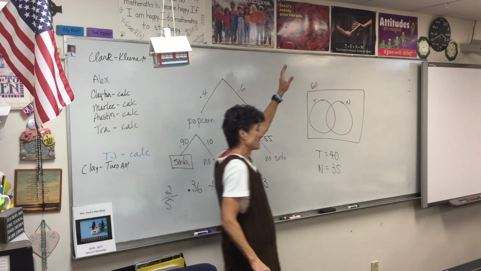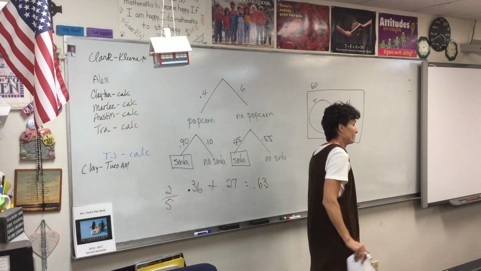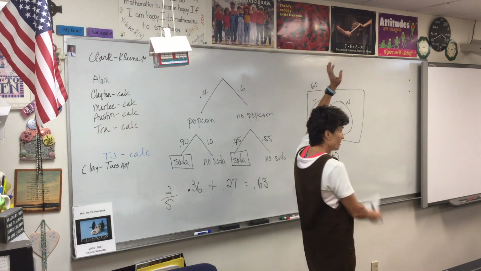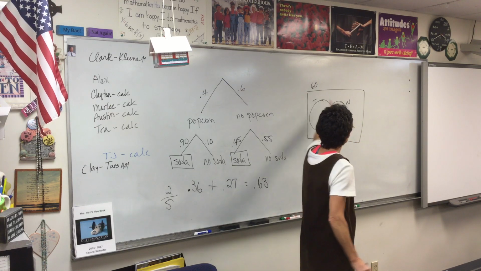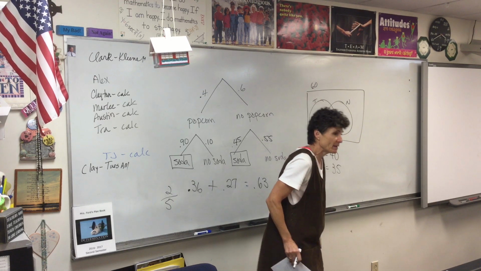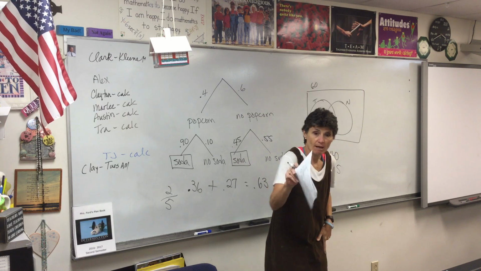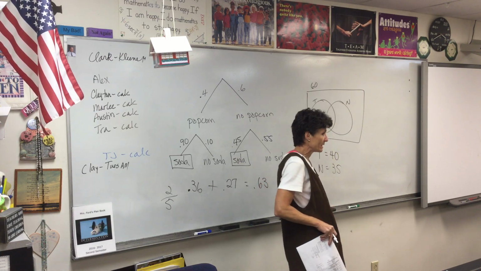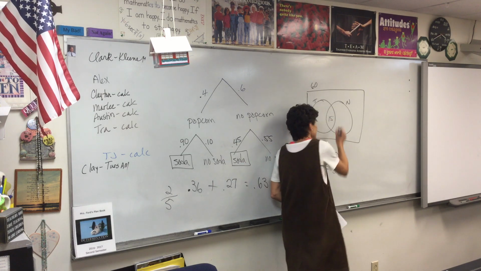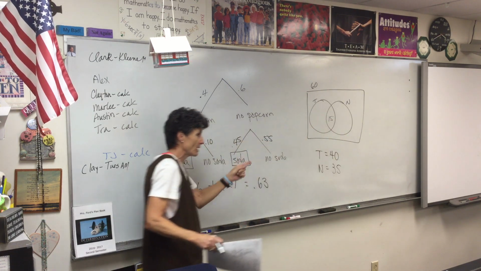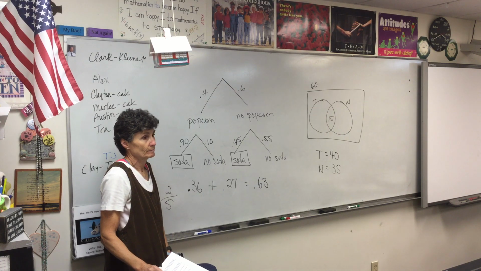Raise your hand if you want to be a teacher. 40 hands go up. Raise your hand if you want to be a nurse. 35 hands go up. That's 75 hands. There's only 60 kids. What happened? Some kids raised their hands twice. How many? 15. So there's 15 kids here in the middle. They raised their hands twice.